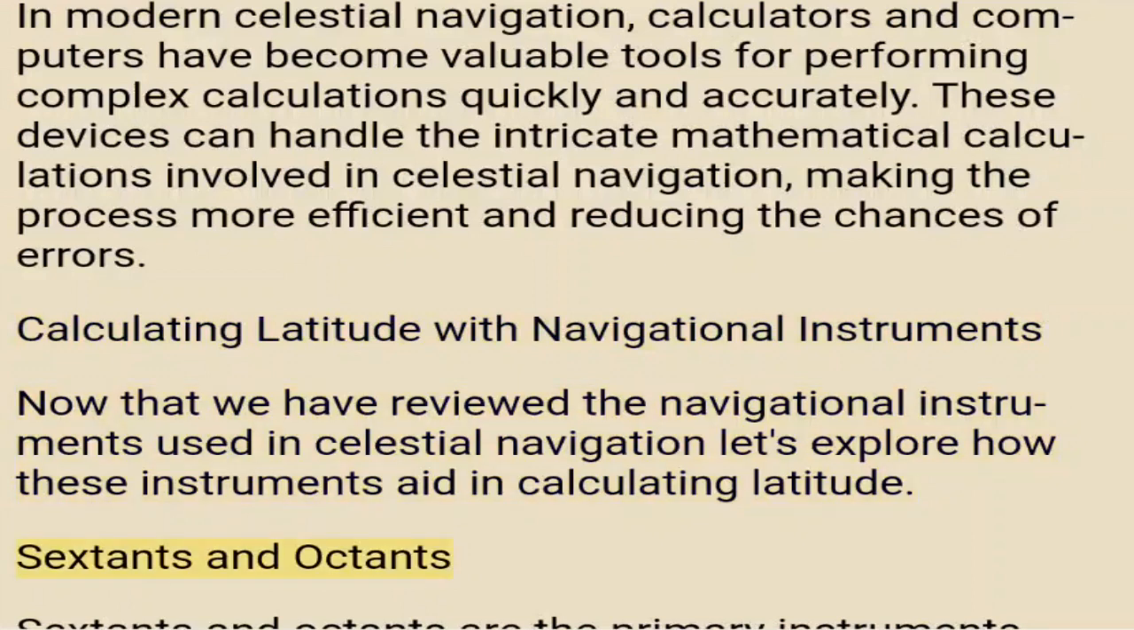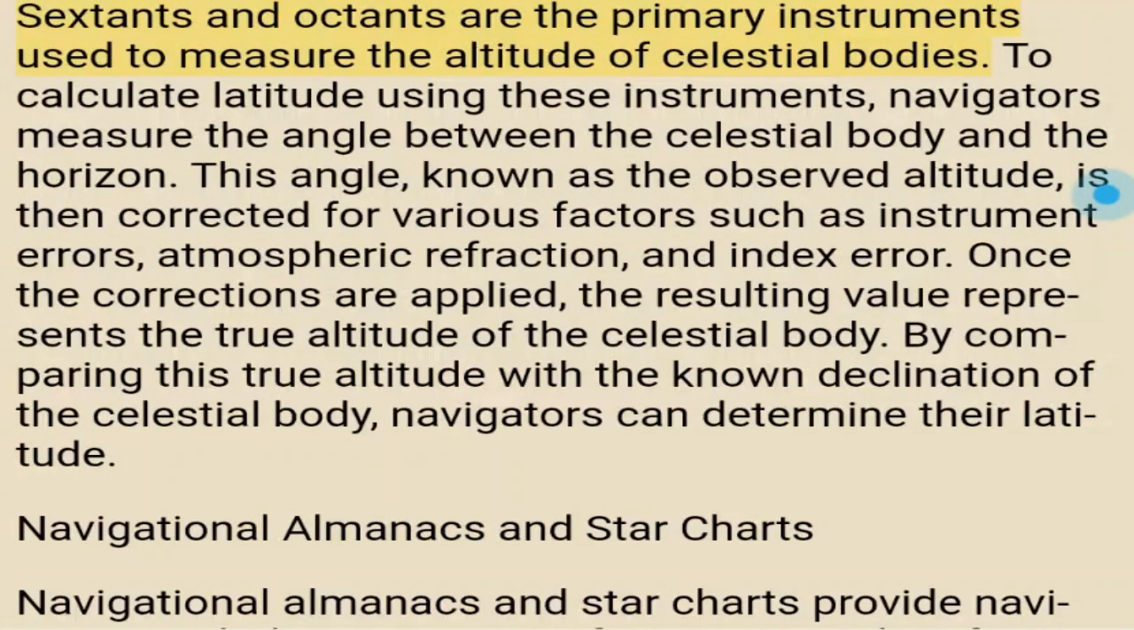Sextants and octants. Sextants and octants are the primary instruments used to measure the altitude of celestial bodies. To calculate latitude using these instruments, navigators measure the angle between the celestial body and the horizon. This angle, known as the observed altitude, is then corrected for various factors such as instrument errors, atmospheric refraction, and index error. Once the corrections are applied, the resulting value represents the true altitude of the celestial body. By comparing this true altitude with the known declination of the celestial body, navigators can determine their latitude.